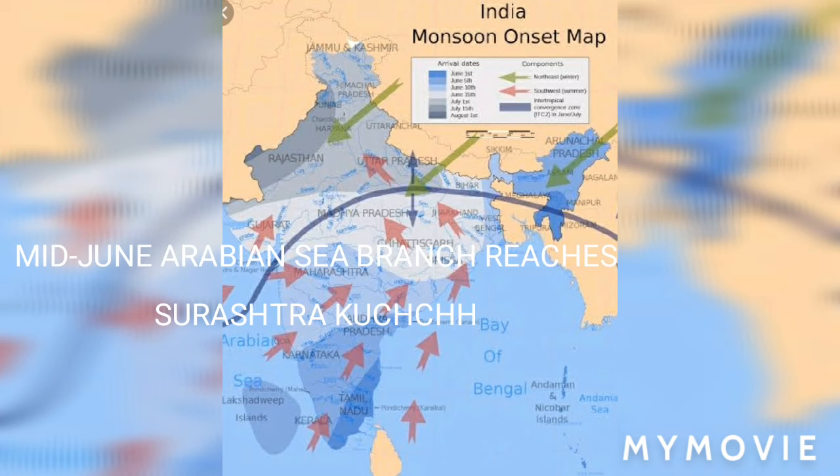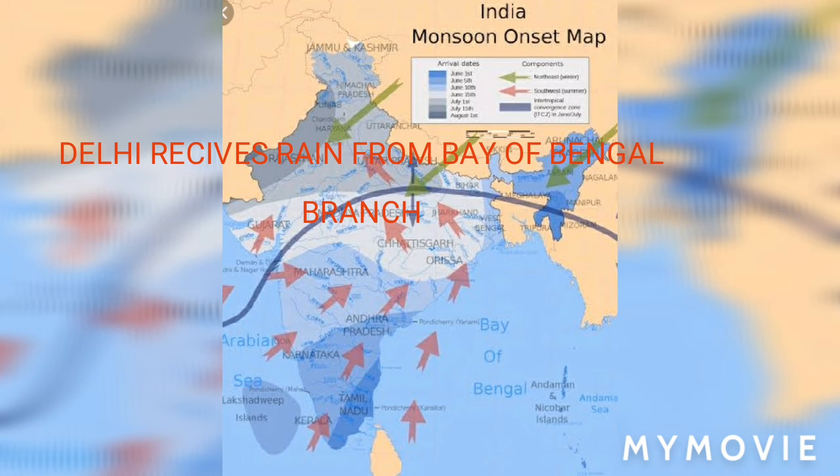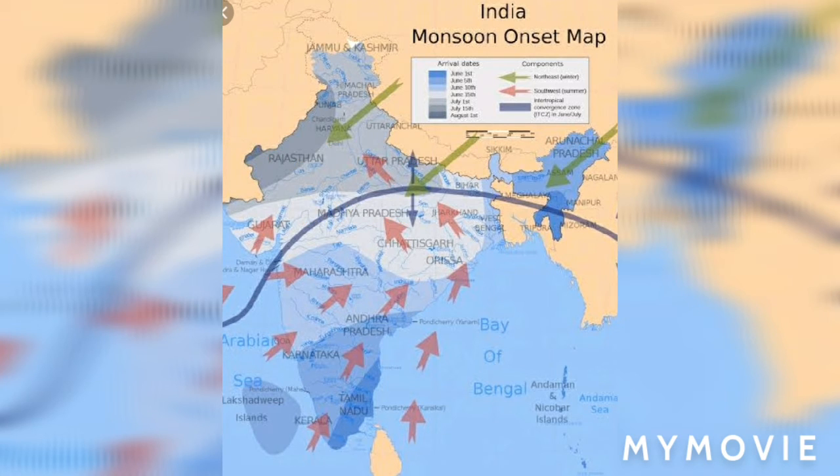By mid-June, the Arabian Sea branch of the monsoon arrives over Saurashtra, Kutch and the central part of the country. The Arabian Sea and the Bay of Bengal branches of the monsoon merge over the northwestern part of the Ganga plain. Delhi generally receives the monsoon showers from the Bay of Bengal branch by the end of June. By the first week of July, western Uttar Pradesh, Punjab, Haryana and eastern Rajasthan experience the monsoon.